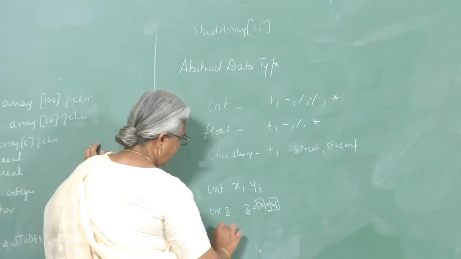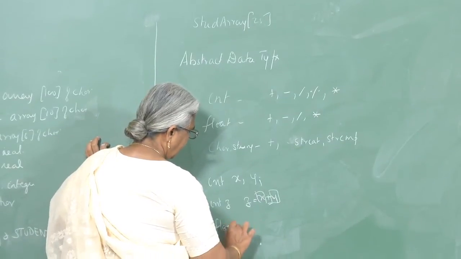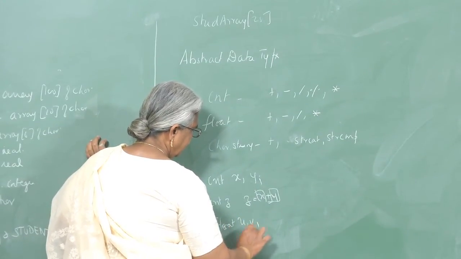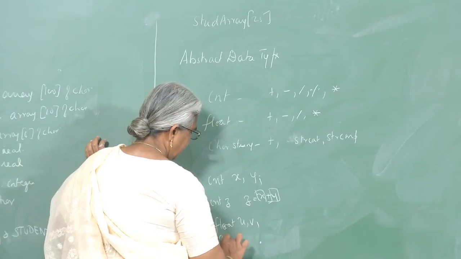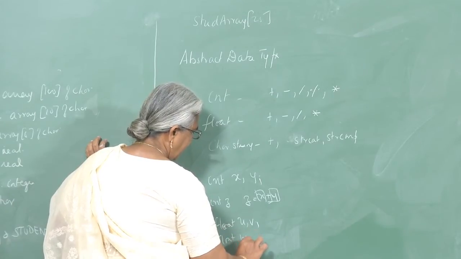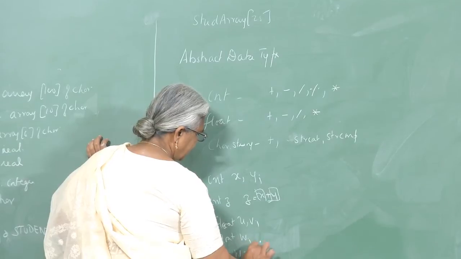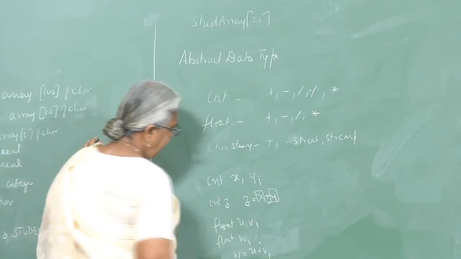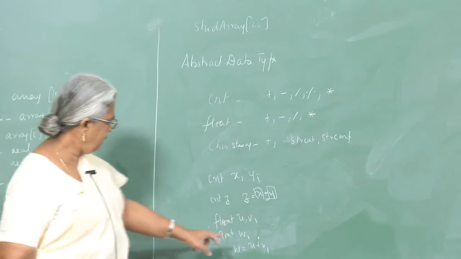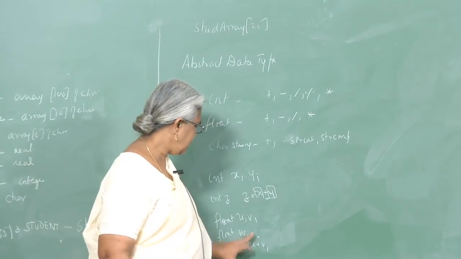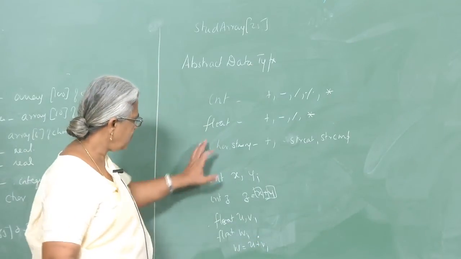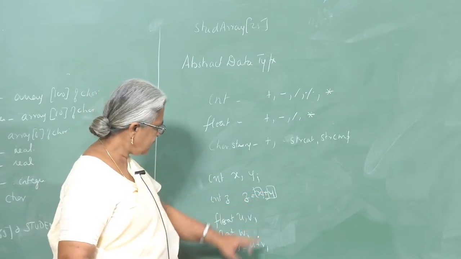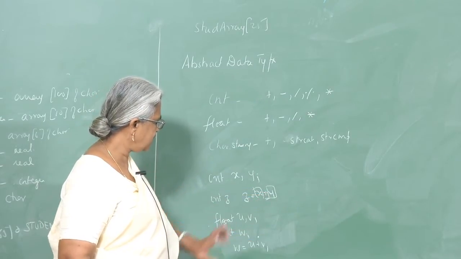Similarly, if I say float u, v and float w, and I write w is equal to u plus v, clearly it knows that u and v here are of type float, and the result is to be stored in w, which is also of type float. Notice that we are using the same operation, plus here and plus here also.